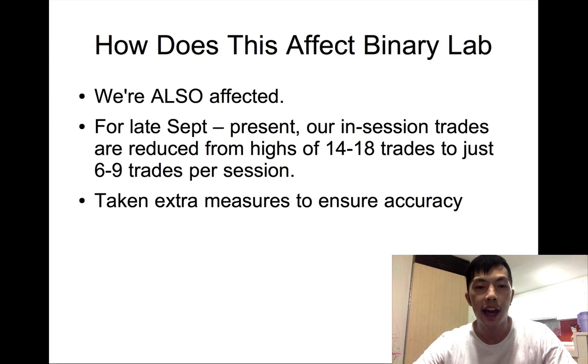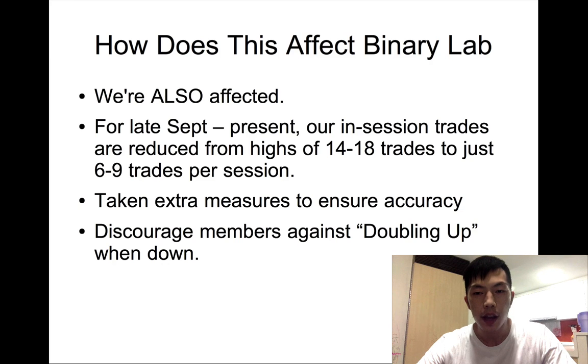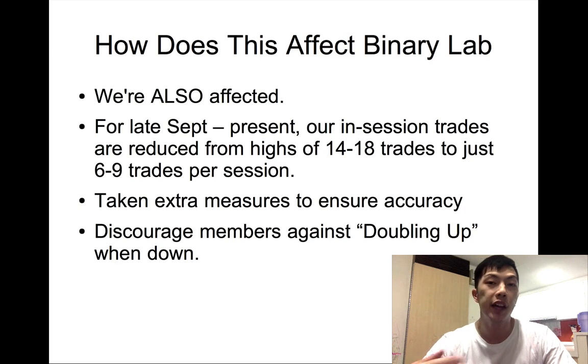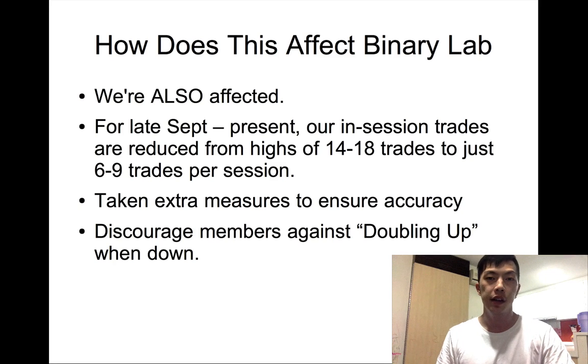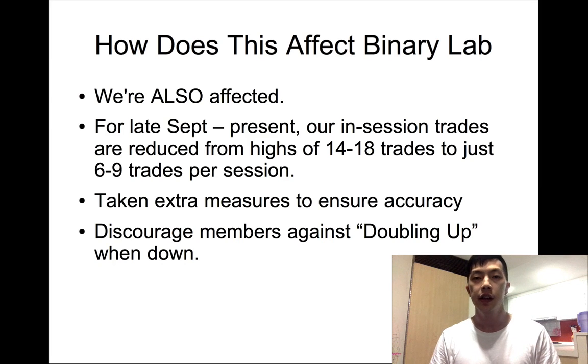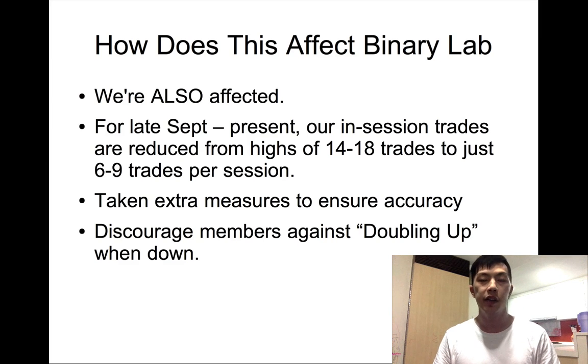So we've been taking extra measures to ensure accuracy. In the past, doubling up has been a very good way for a lot of our members to make money, when the trades don't take off immediately. Usually they can double up based on the phenomenon that what usually goes up comes down. But now, like I mentioned, since the end of last month to early this month, even till right now, what goes up stays up, what goes down stays down. A lot of situations like that.